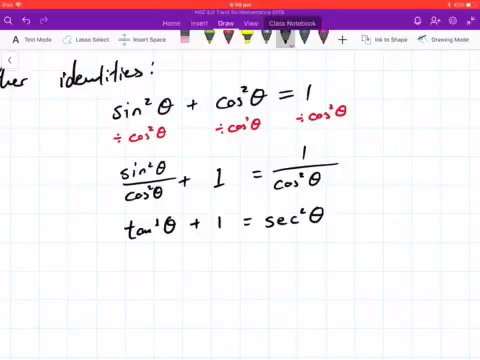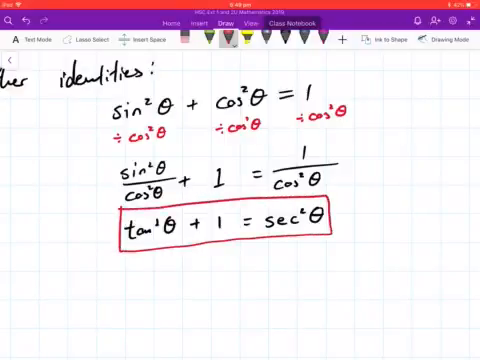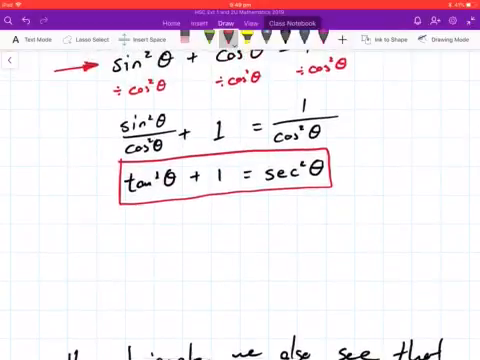And there we have another version or different identity between tan and sec. That's another one that we might be able to use. But the good thing is, if you remember the first one, we just think, okay, I just divide by cos squared and I'll be able to get to that one.